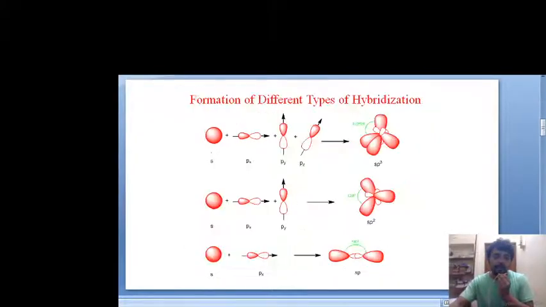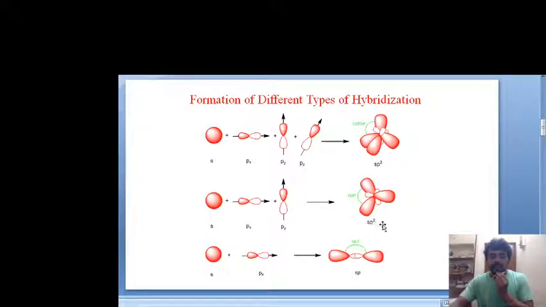Okay, so the formation of the different types of hybridization, as I mentioned earlier: one s orbital and three perpendicular oriented p orbitals, this is the px orbital, py orbital and pz orbital. They are perpendicular to each other. This is along the x axis, this is along the y axis, and this is along the z axis. When they overlap, they form this type of tetrahedral geometry. Here the bond angle is maintained at 109 degree 28 minute.